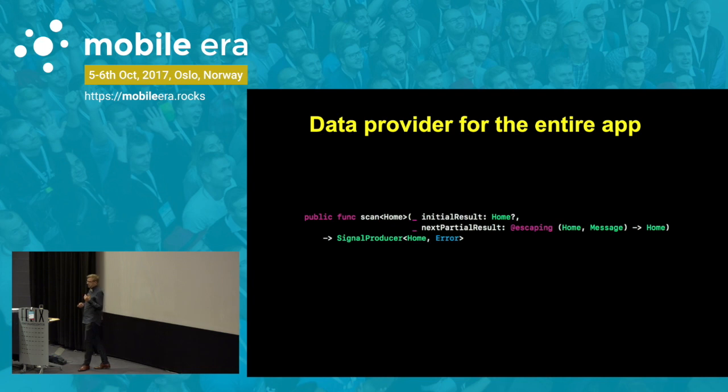And it delivers a signal producer, which can give errors, or it can give a home. And it basically gives out a new home object for the app to update every time it has received a message.